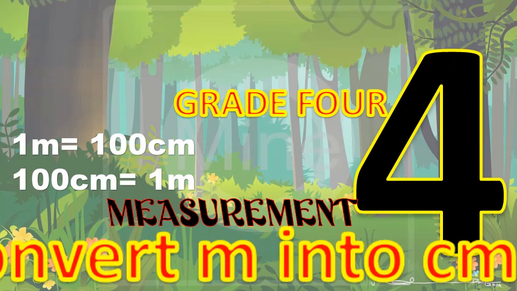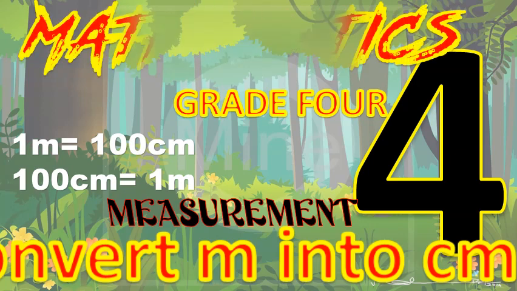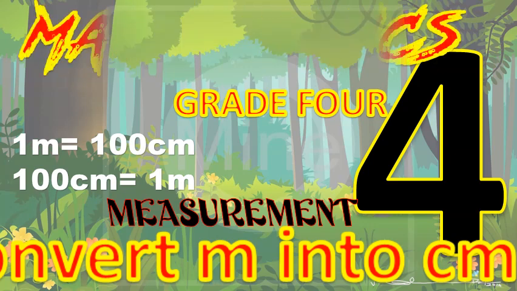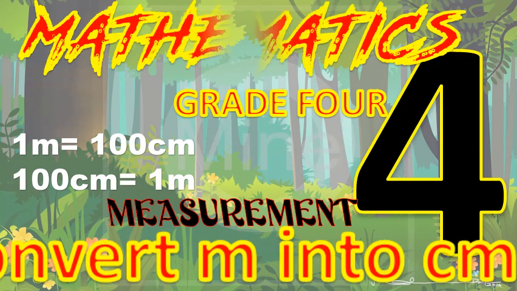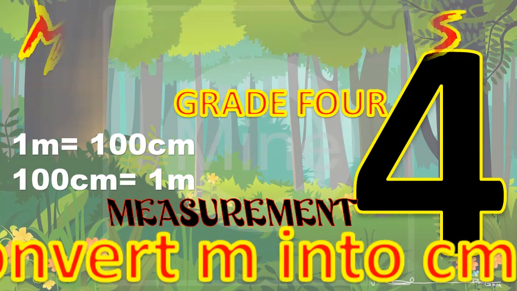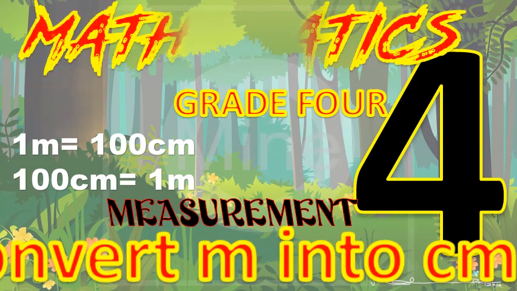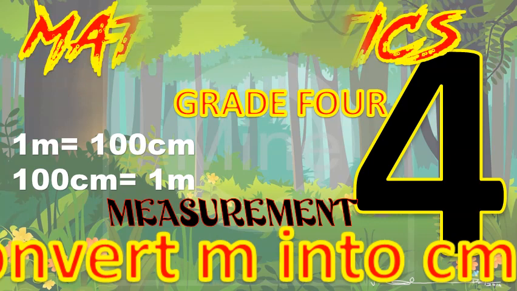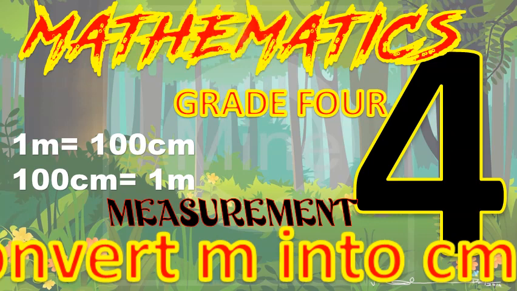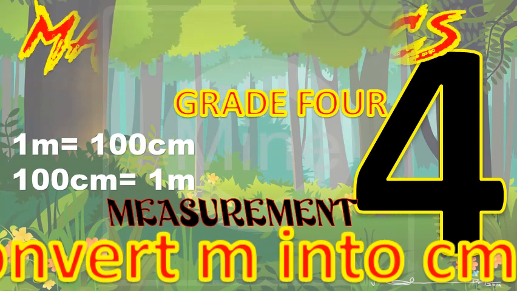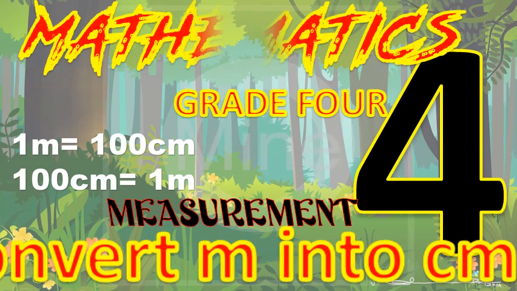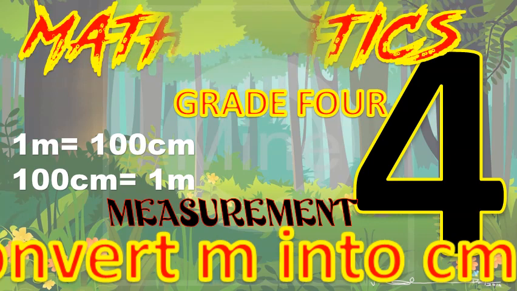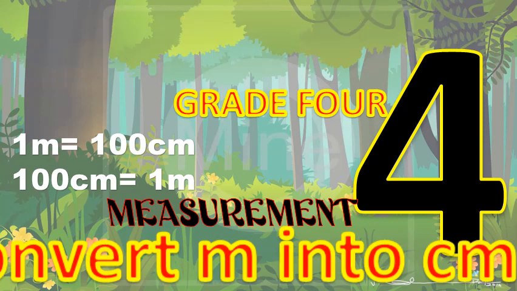Then I take 400 centimeters and add 50 centimeters to get 450 centimeters. The answer you will get when converting 4 meters and 50 centimeters into centimeters will be 450 centimeters.